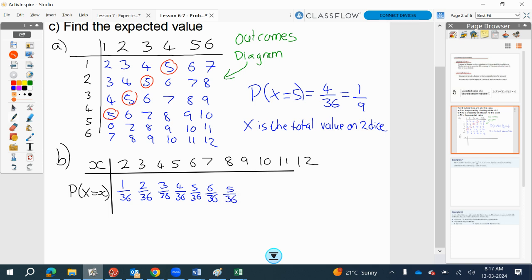Starts getting less again at that point, doesn't it? Starts getting narrower again. This is the longest diagonal there. It's one less every time now from this point. So this one's going to be 4 out of 36, 3 out of 36, 2 out of 36, 1 out of 36. Get your calculator now and add up all of those probabilities. What are we going to get?